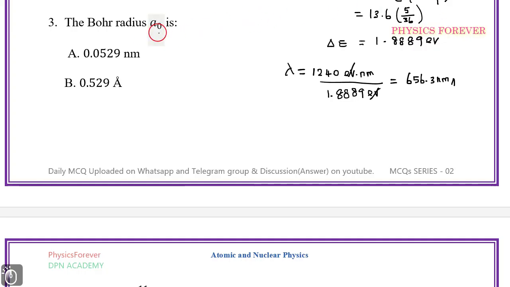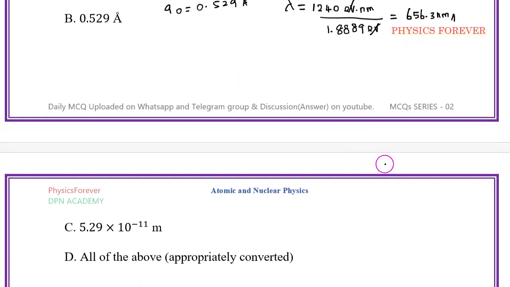Okay, so the next question: the Bohr radius a0. In the last class we have done this, so we have to discuss about that. a0 is a constant value, that should be 0.529 angstrom. Okay, so look here, this is the important one.